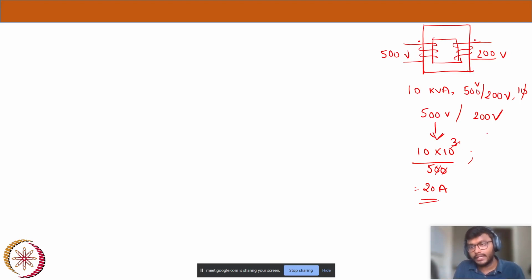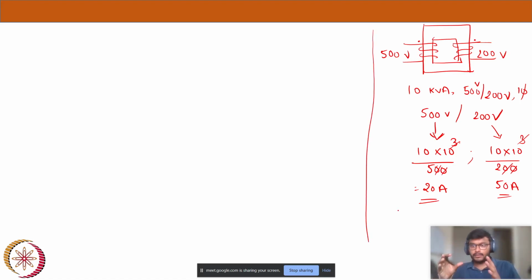On the LV side the current will be more. Let's see how much that current is. This is 50 amps. So basically on the LV side you get more current and on the HV side less current, to balance the power. So this is a two winding transformer. We have connected two windings as a two winding transformer. There is no connection between them. There is isolation here, and all the transformer principles will work here.